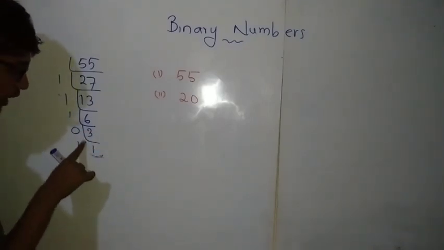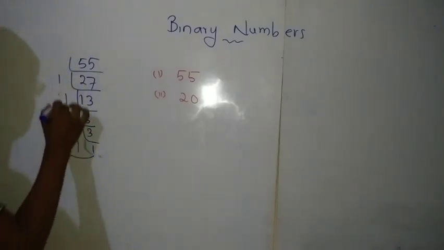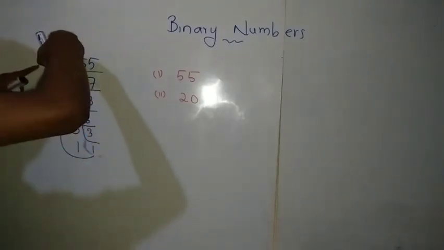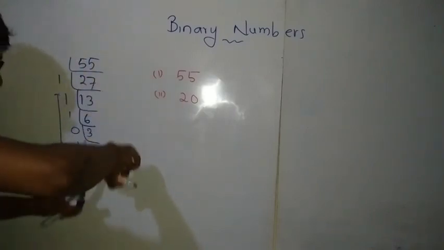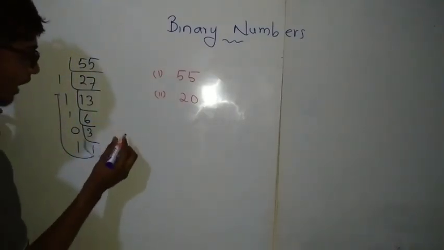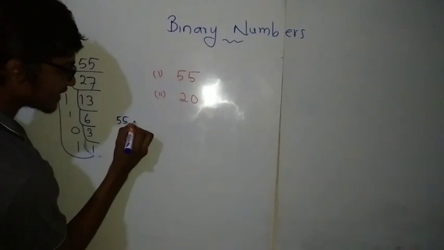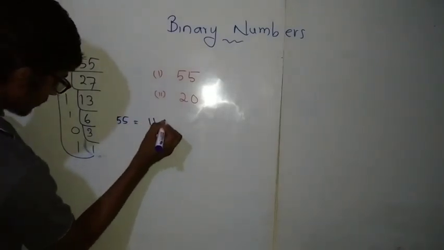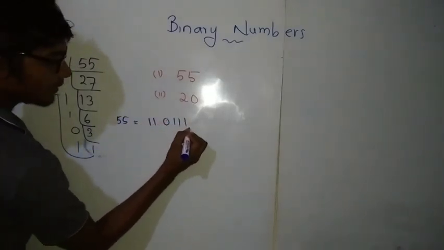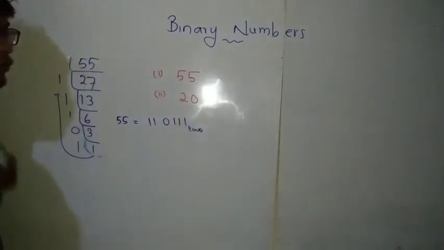Now what you have to do is read the remainders from the bottom, coming backward. You are not supposed to come from the top, you are supposed to come from behind. So the answer for 55 in decimal is equal to 110111 in binary, so you say to the base 2.